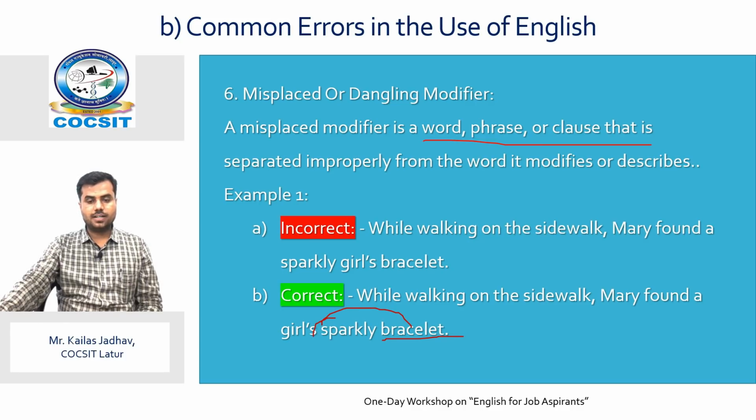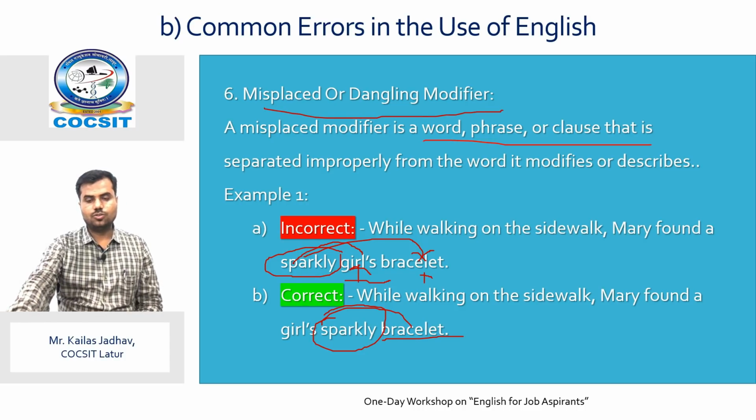Right? So sparkly is the modifier which modifies, but here what is being used in the earlier sentence? Sparkly girls, because this modifier doesn't suit the animate noun. Girl is animate and bracelet is inanimate, so sparkly suits the bracelet best. That's why it is misplaced, and these are the errors due to the modifiers. Did you understand this?